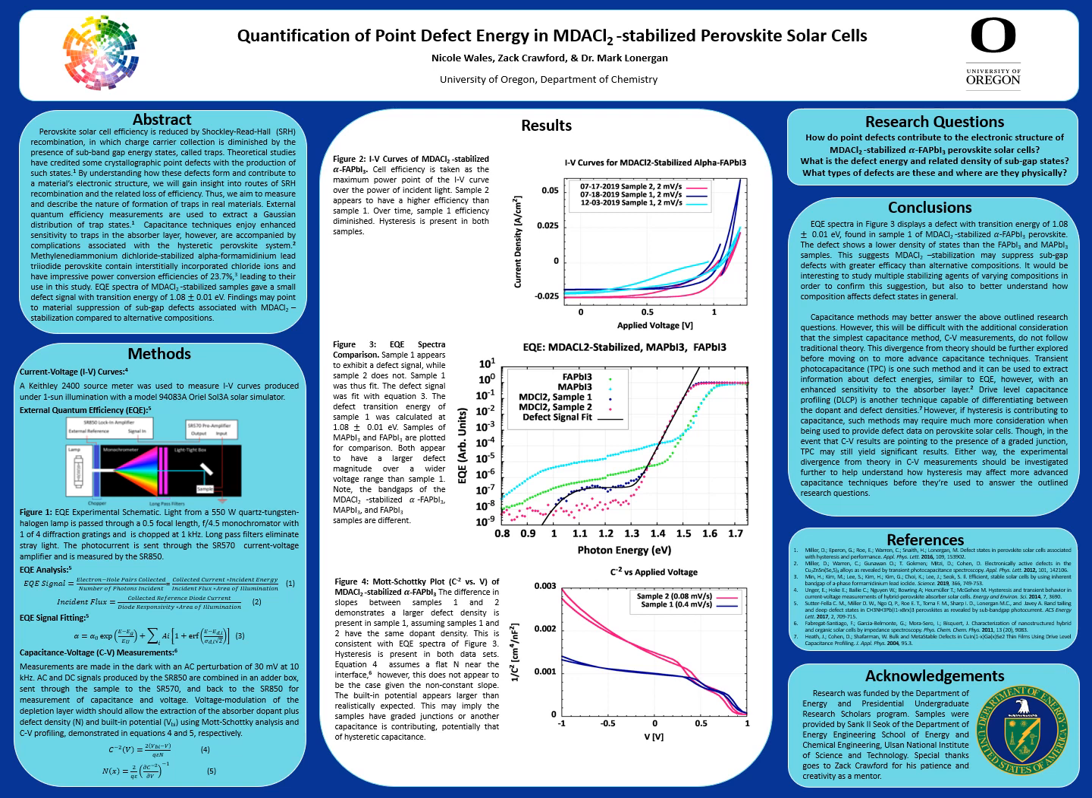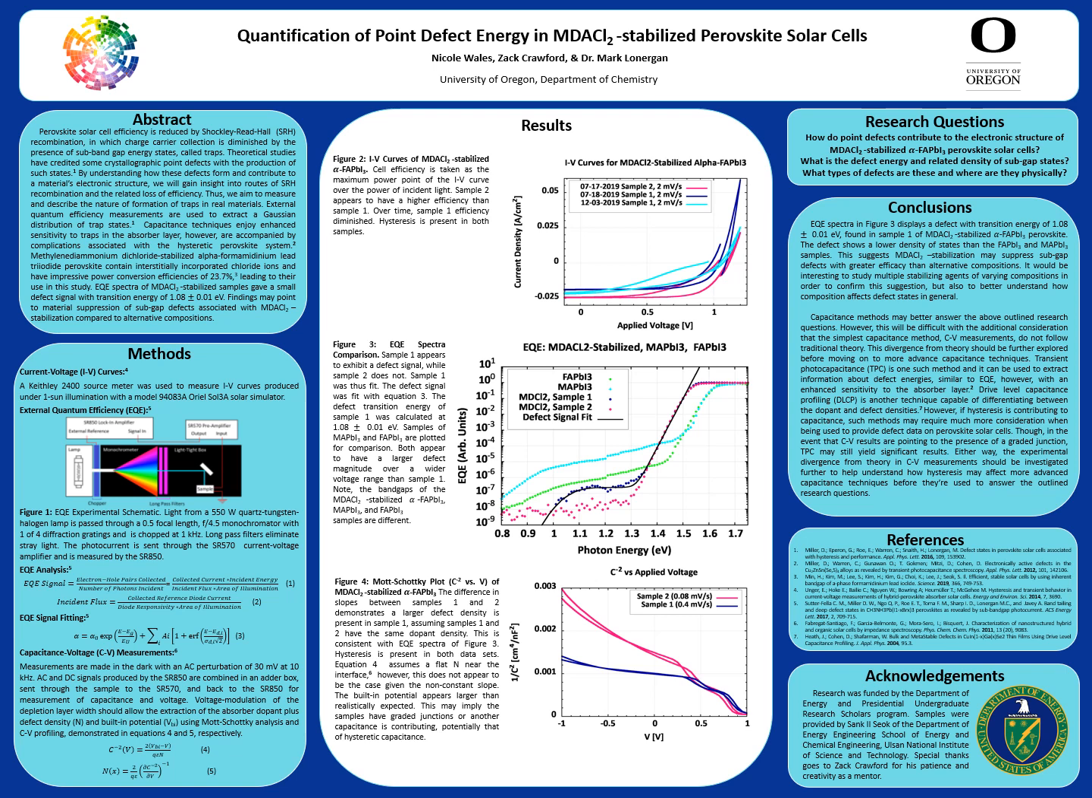sample 1 defect signal. Figure 4 is a Mott-Schottky plot of the MDA-Cl2 stabilized samples. The shallower slope of sample 1 would suggest a larger defect density than that of sample 2, assuming they have the same dopant density. Again, we see hysteresis in both datasets. The built-in potential appears larger than would be realistically expected, which suggests that samples 1 and 2 have graded junctions, or another capacitance is contributing, potentially that of a hysteretic capacitance.